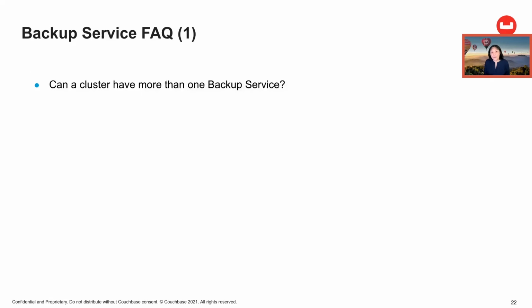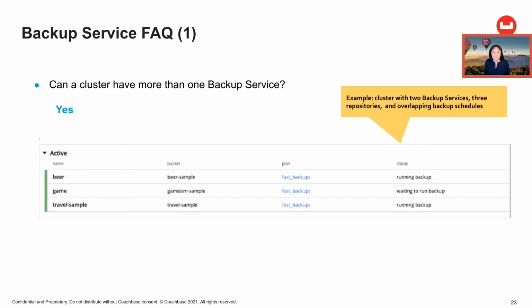Now here are some common questions asked about the backup service. First one, can a cluster have more than one backup service? Yes, here's an example of a cluster with 2 backup services, 3 repositories, and an overlapping backup schedule. So you can see that 2 of the backups are running, 1 on each of the backup service nodes, and the third is waiting to run.